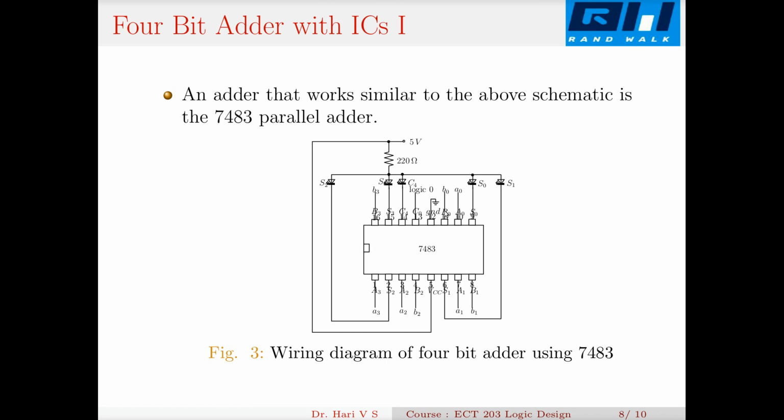Then you can apply these bits like this, the first number A3, A2, A1, A0. You can give like this, A3 is here, the first pin. A2 is in the 3rd pin. A1 is in the 7th pin, and A0 is somewhere here, that is in the 10th pin. And B3 is given in the 16th pin. It is a 16-pin chip. B3 is given here. B2 is given in the 4th pin. B1 is given in the 8th pin. B0 is given in the 11th pin.